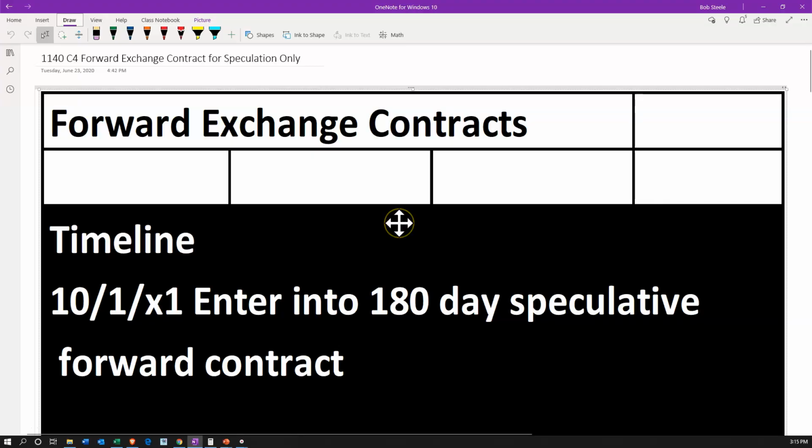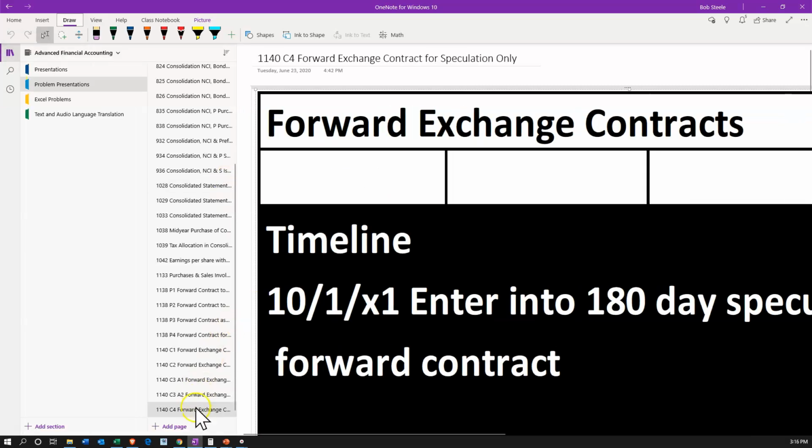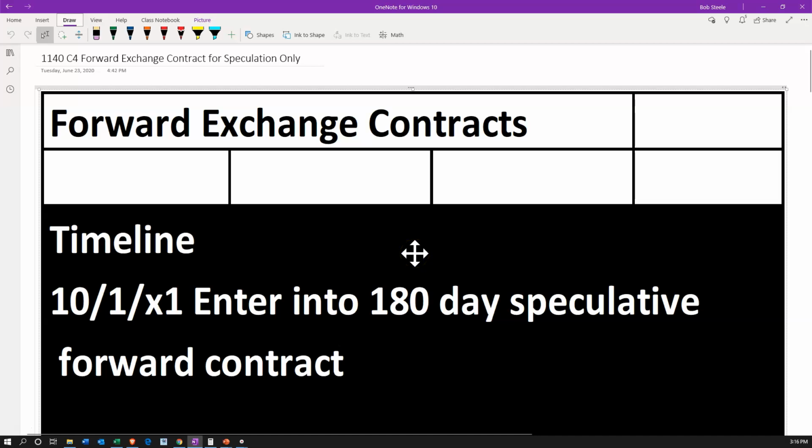Here we are in OneNote. If you would like to follow along in OneNote and you have access to it, you don't need to have access to it, but if you have access and want to follow along, we're on the 1140 C4 item and we're in the problem presentations tab. We're going to go over all the information for the practice problem, then we'll pull pieces relevant to the particular calculation we will be on as we work through the practice problem.